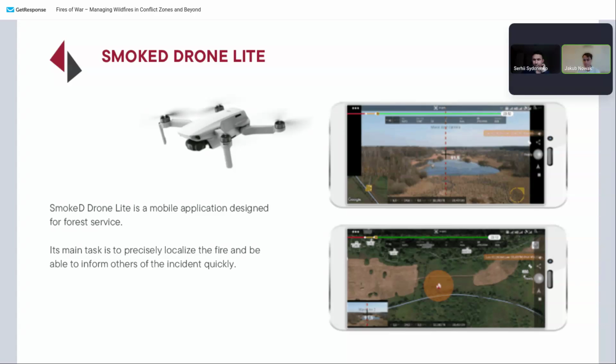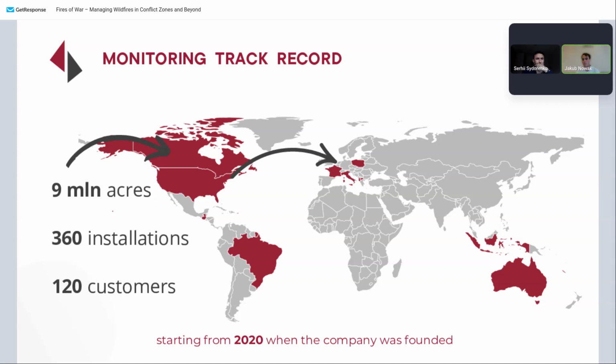SmokeD drones is our solution in an early development stage. The main idea is to provide a solution for our clients to make them able to verify any danger through autonomously working drones, to see if there is actually a wildfire in the place where we detected the danger.